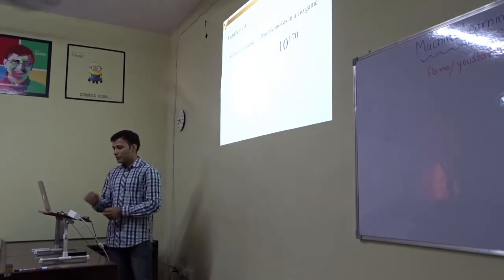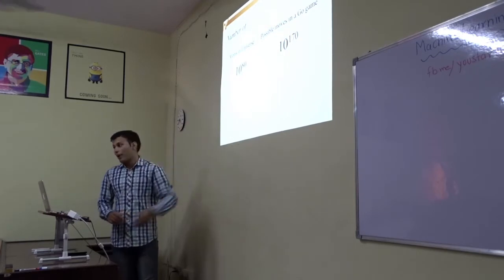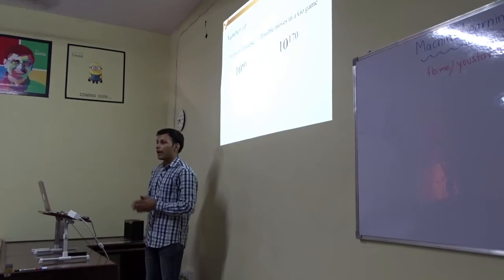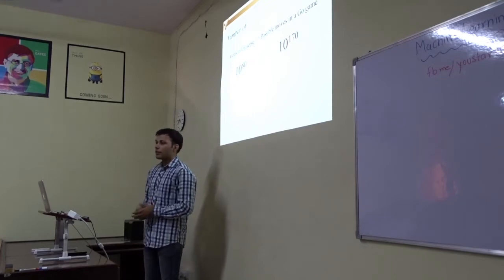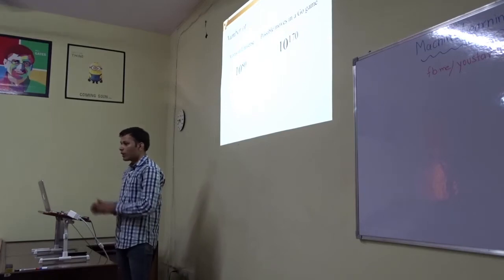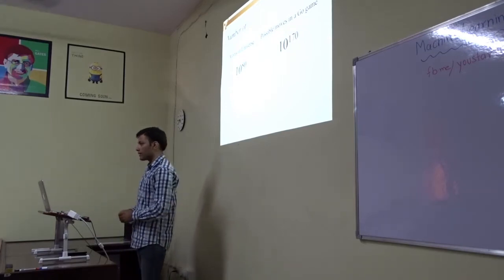Okay, so I will just conclude it. It is 10 to the power 80 only. In the complete universe, there are only 10 to the power 80 atoms, whereas in one single game of Go, there are 10 to the power 170 possible moves. So you can understand the complexity of playing this game.